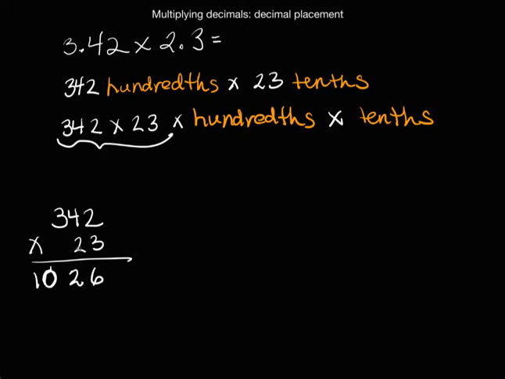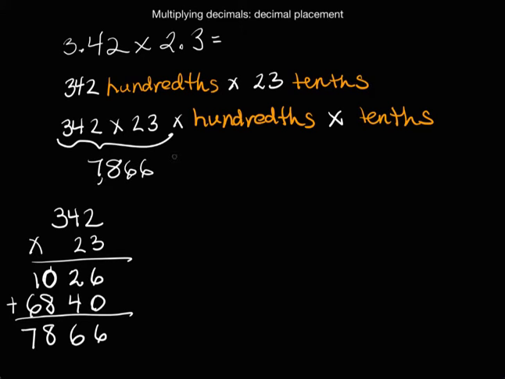Let's go to the 2. 2 times 2 is 4. It's actually not a 2, it's really a 20. So that's why we get a 0 in the ones place. 2 times 4 is 8, and 2 times 3 is 6. Add my numbers together. 6 plus 0 is 6. 2 plus 4 is 6, 0 plus 8 is 8, and 1 plus 6 is 7. So 342 times 23 is 7,866.